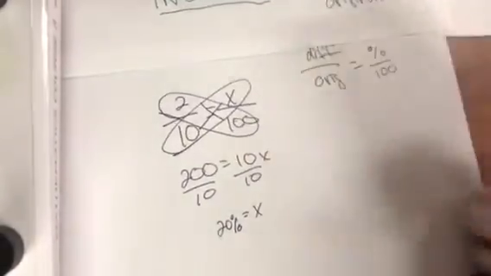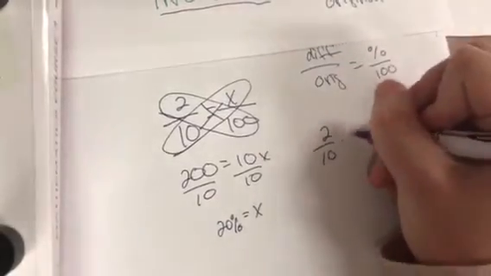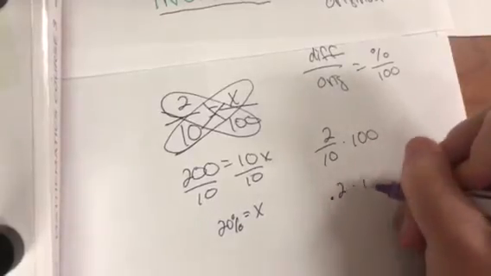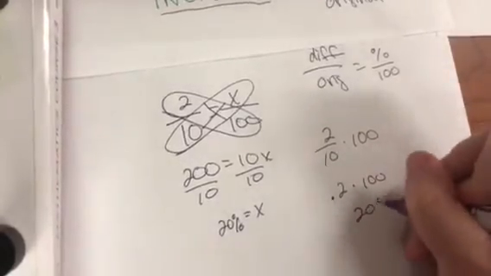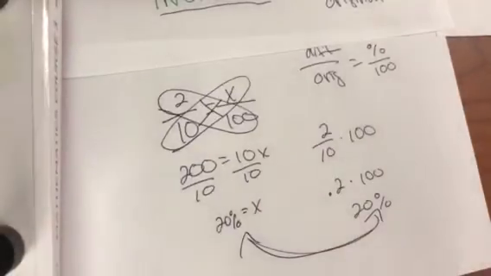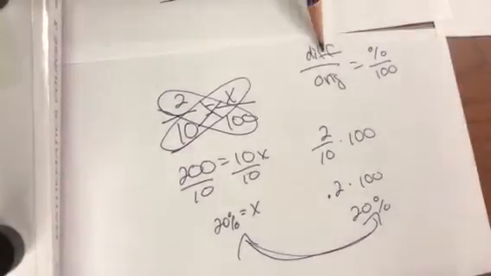Should I show you the difference over original times 100? So the difference over original was 2 over 10 times 100. 2 divided by 10 is 0.2, times 100, is 20%. So either way will get you the same answer. I'm just trying to show you that it's not different. It's the exact same thing as part over whole.